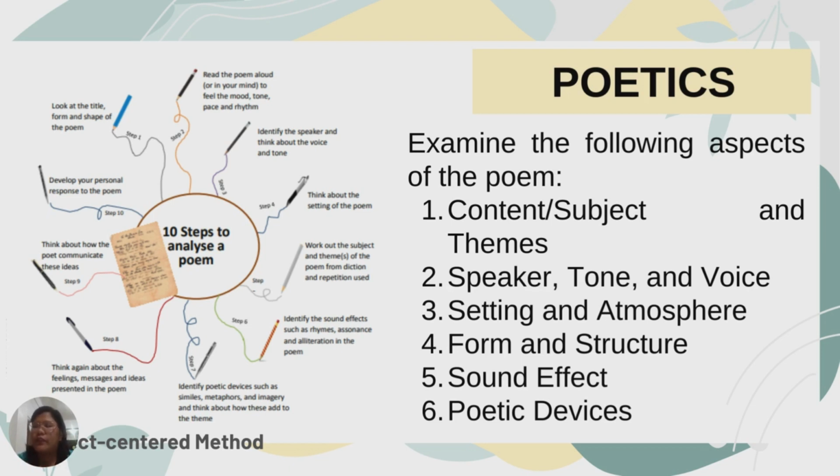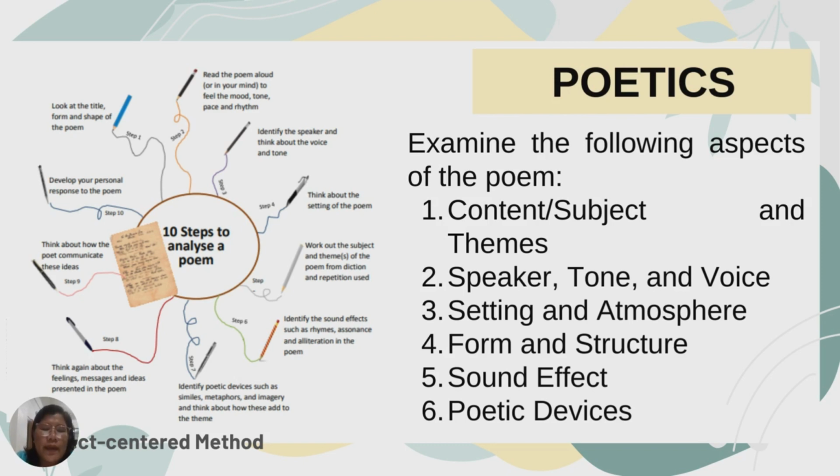In a resource material created by the Education Bureau of Hong Kong, they have identified 10 steps that we teachers can share with students in order to let them analyze poems. The first step is to look at the title, form, and shape of the poem. The next is to read the poem aloud to feel the mood, the tone, the pace, and the rhythm. Next is to identify the speaker and think about the voice and tone. The fourth step is to think about the setting of the poem. Where does the story happen, or what places are mentioned in the poem itself?